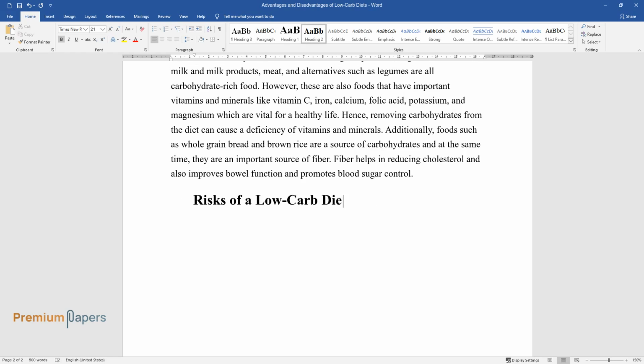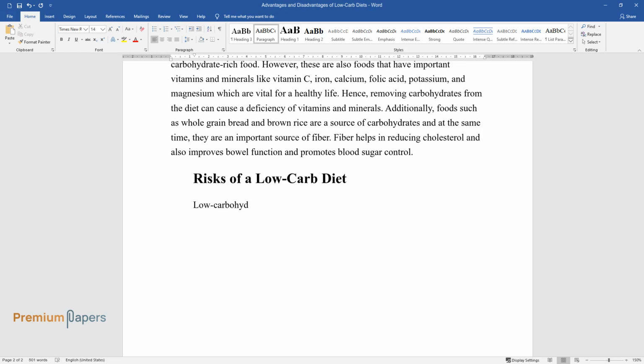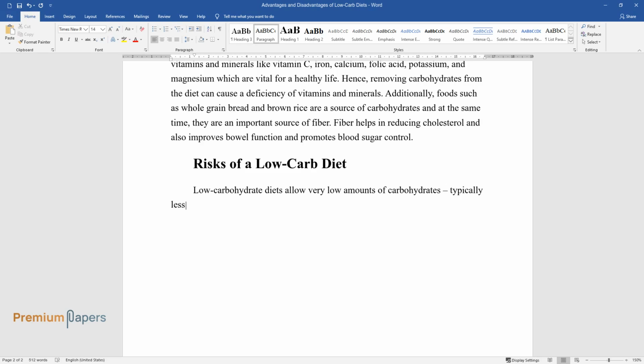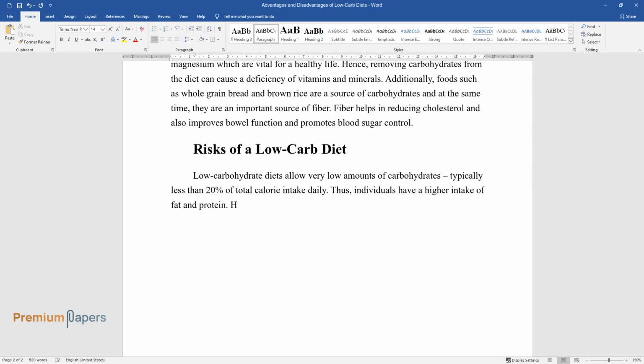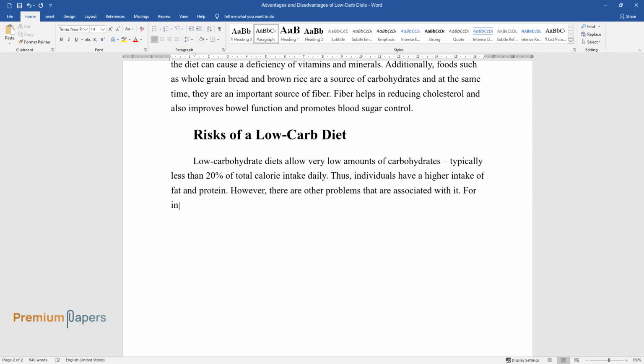Risks of a low-carb diet. Low-carbohydrate diets allow very low amounts of carbohydrates, typically less than 20% of total calorie intake daily. Thus, individuals have a higher intake of fat and protein. However, there are other problems that are associated with it.